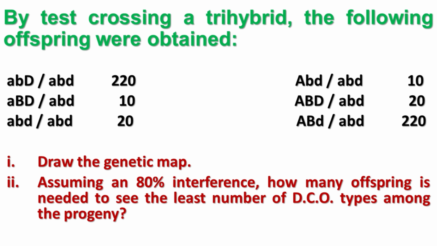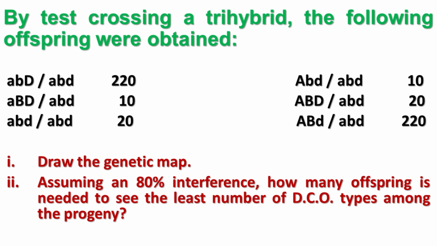A sample problem is as follows. By test crossing a tree hybrid, the following offspring were obtained. As you see, the genotypes of the progeny are provided along with their respective numbers, which essentially simplifies our task by skipping the step of converting phenotypes into genotypes. At the end, there are two questions. Draw the genetic map, and assuming an 80% interference, how many offspring are needed to see the least number of D.C.O types among the progeny?